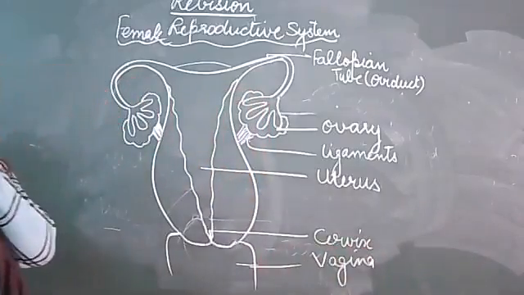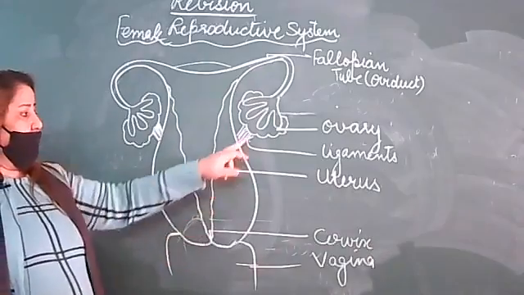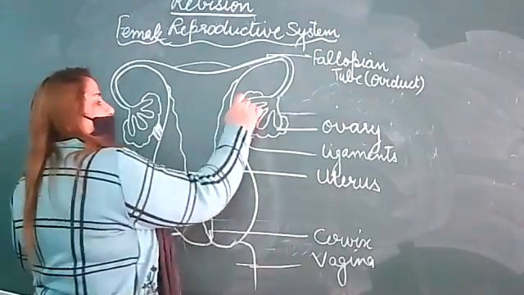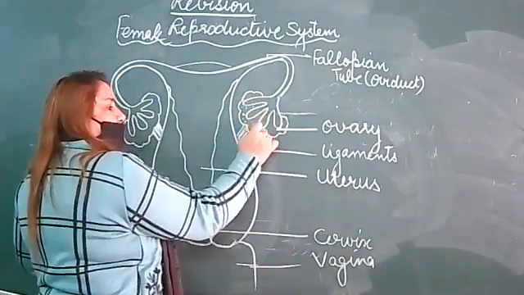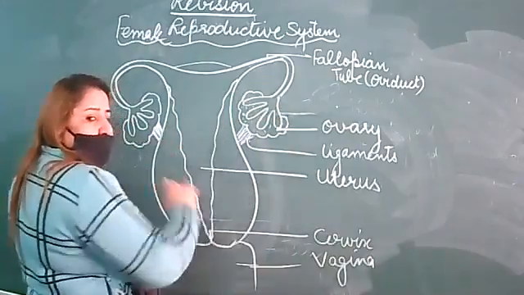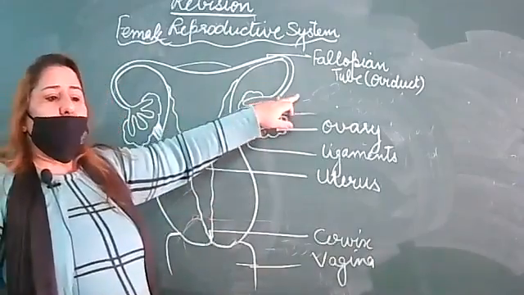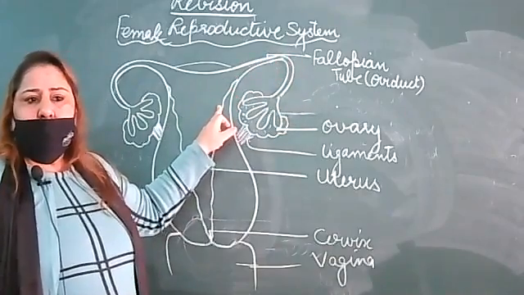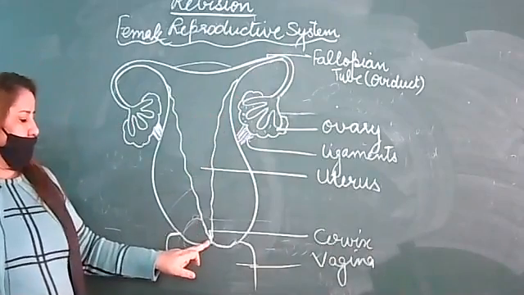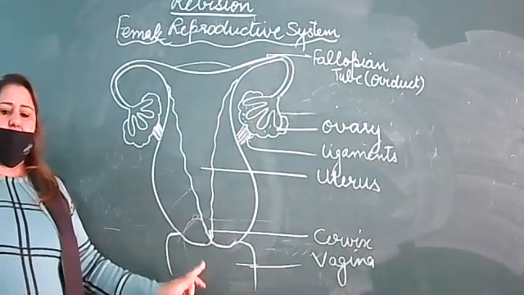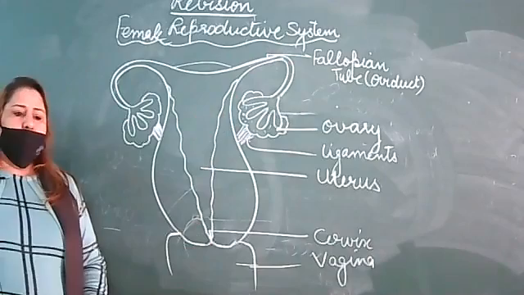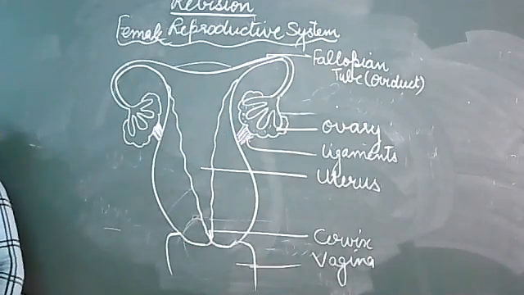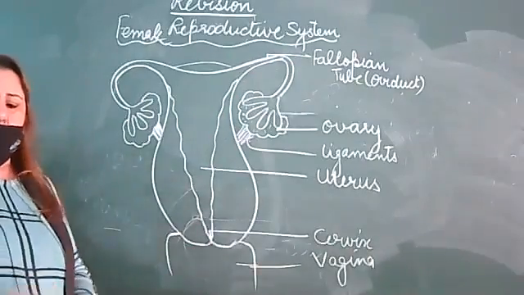Is it clear, beta? Fallopian tube, this is ovary. They will produce the eggs or the ovum and it will move towards the fallopian tube or oviduct and it comes over here in the uterus. Right? This opening is called cervix and this is vagina. Is it clear? Note it down. Note it down, beta.